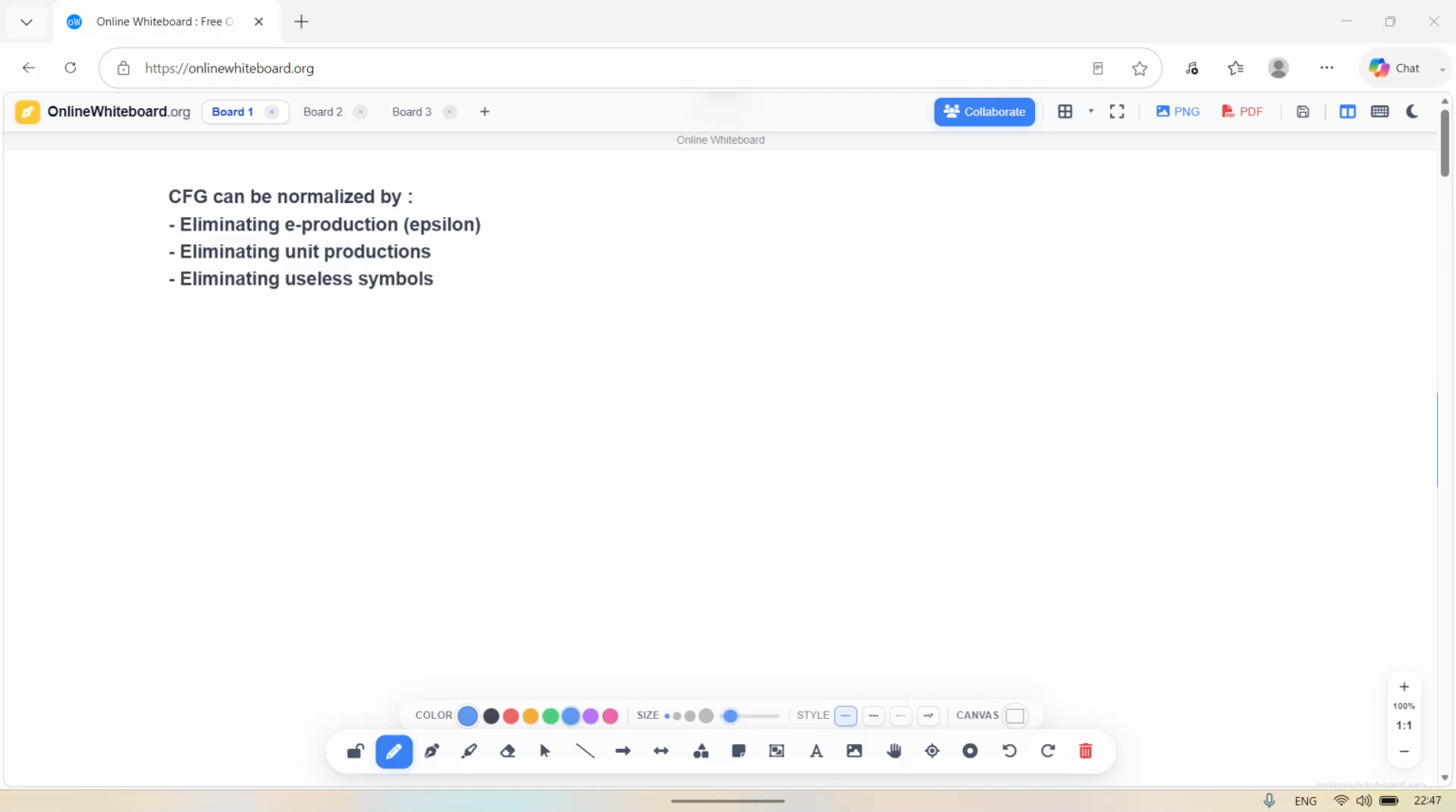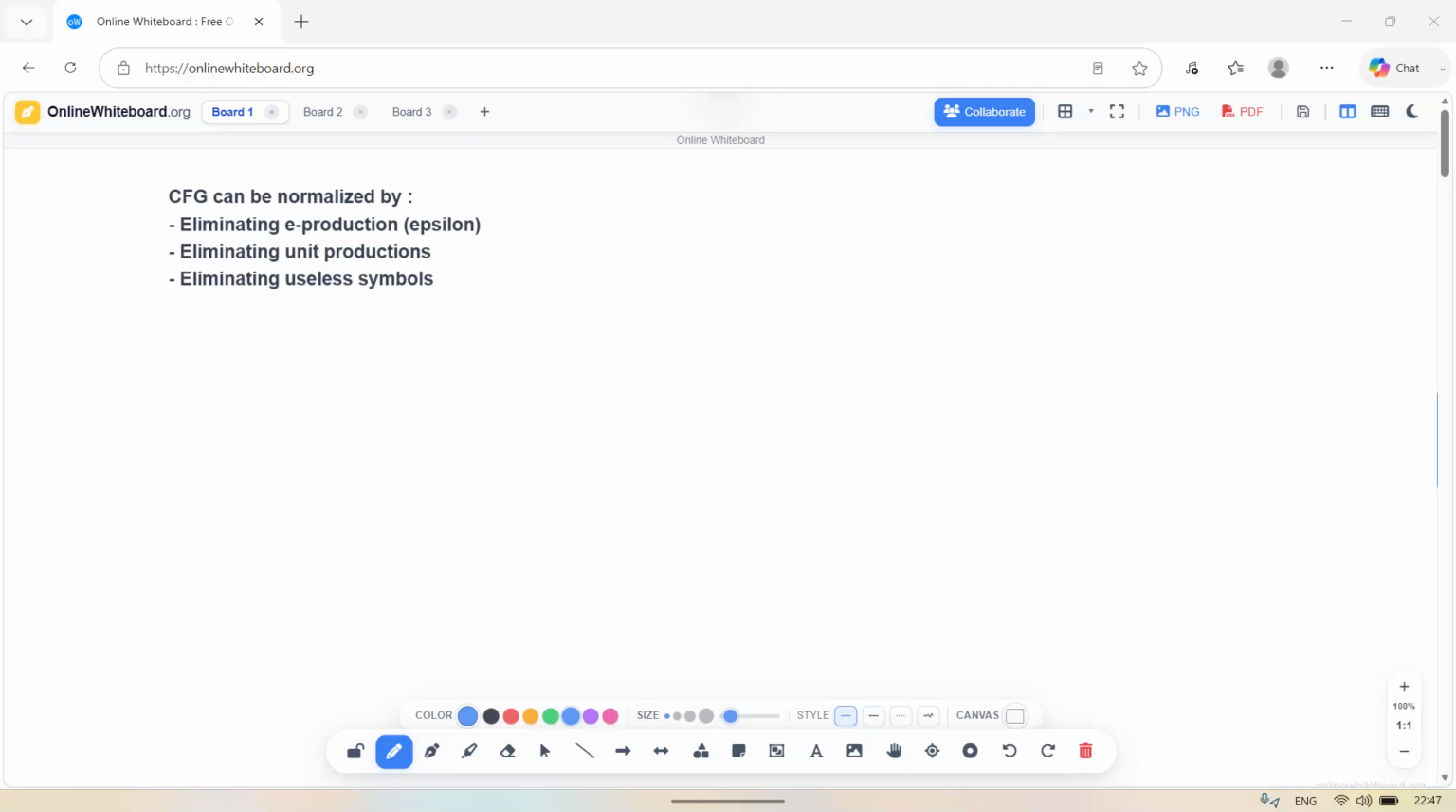Hello everyone. This lecture is based on normalization of context-free grammars. Normalization is used to reduce the redundancy of any production rule. There are three steps of normalizing CFG. The first one is removing epsilon productions. Second, removing unit productions. And third, removing useless productions or useless symbols.